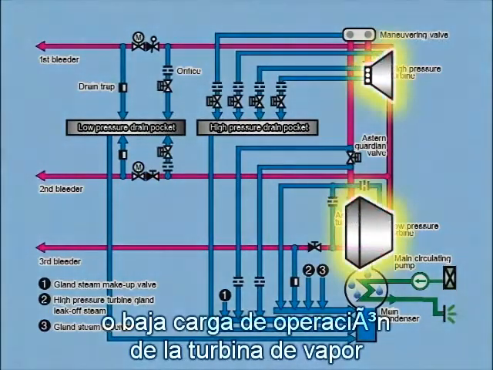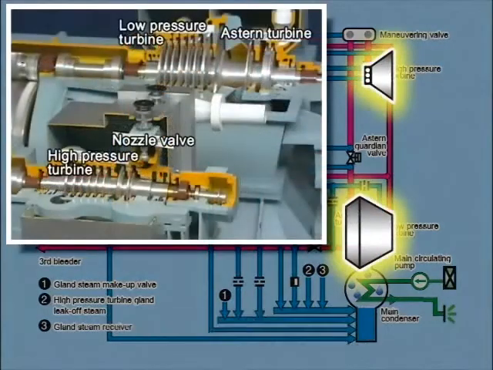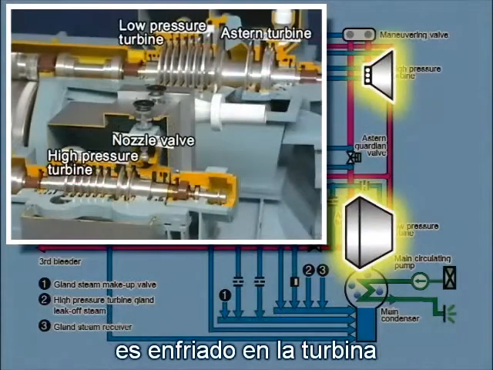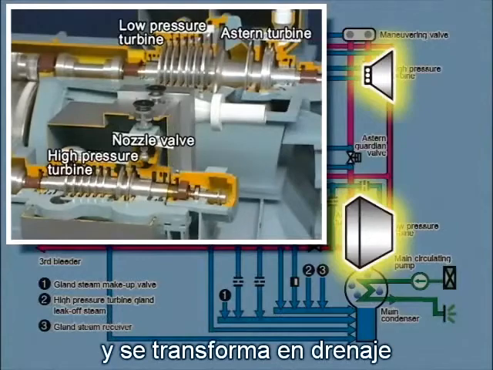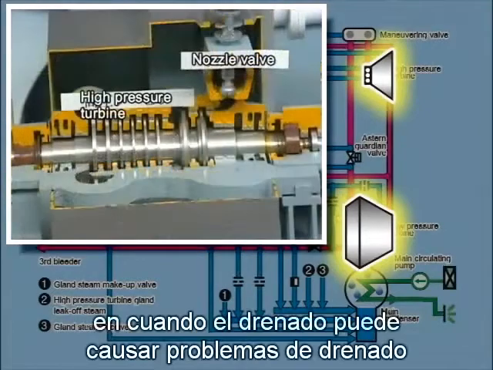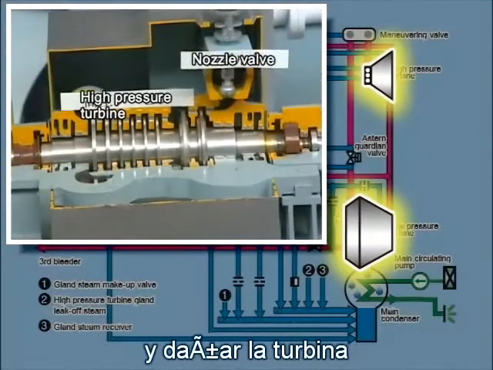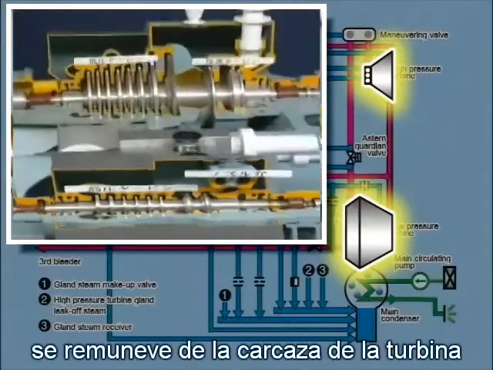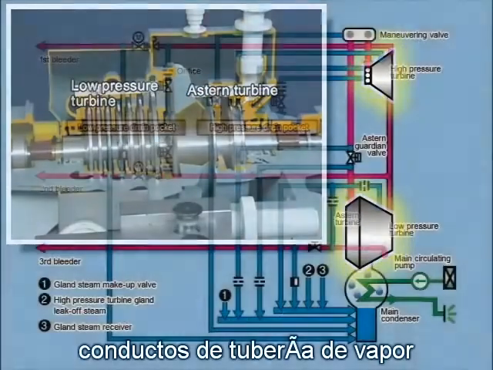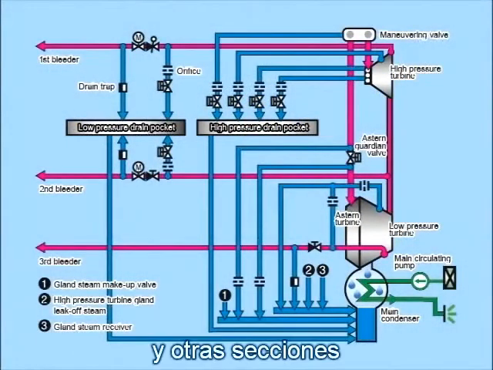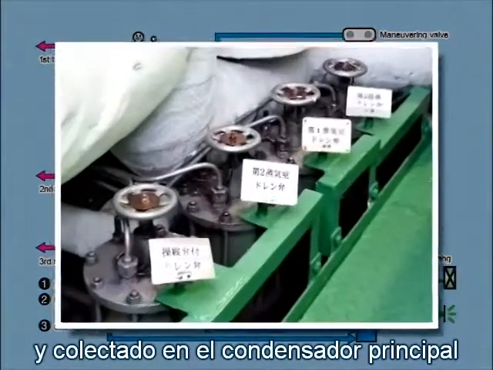During startup or low-load operation of the steam turbine, some of the operating steam is cooled in the turbine and becomes drain. Since drain can cause drain attack and damage the turbine, it's removed from the turbine casings, steam pipelines, and other sections and collected in the main condenser.